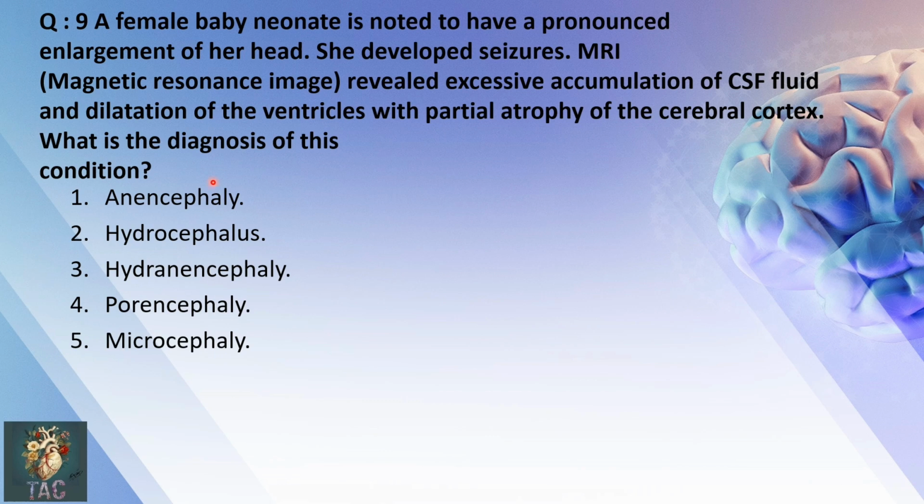Question number 9 is the female neonate is noted to have a pronounced enlargement of her head. She develops seizures. MRI, that is magnetic resonance imaging, reveals excessive accumulation of the CSF fluid and dilation of the ventricles with partial atrophy of the cerebral cortex. So what is the diagnosis of this condition? It can be anencephaly, hydrocephalus, hydranencephaly, porencephaly or microcephaly. So please write down your answer.